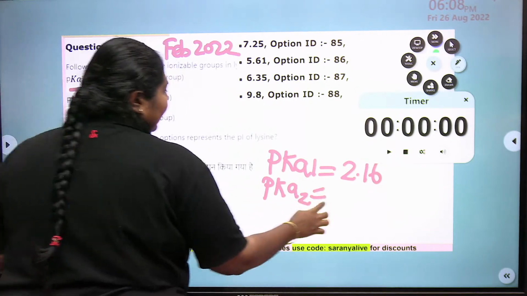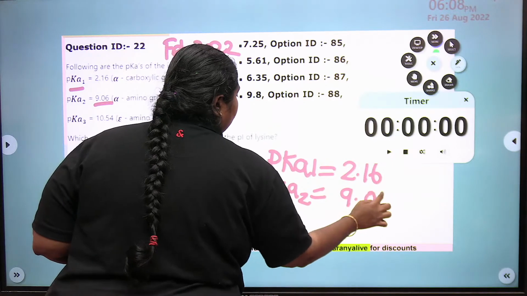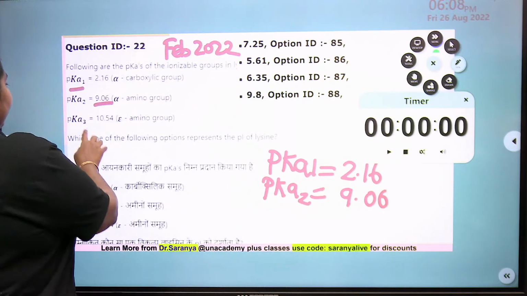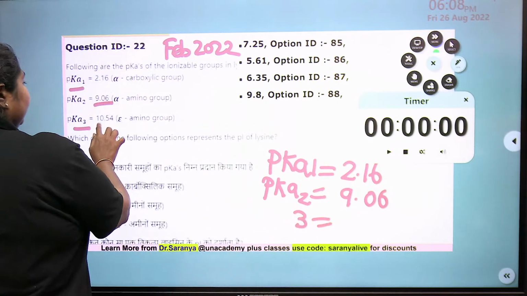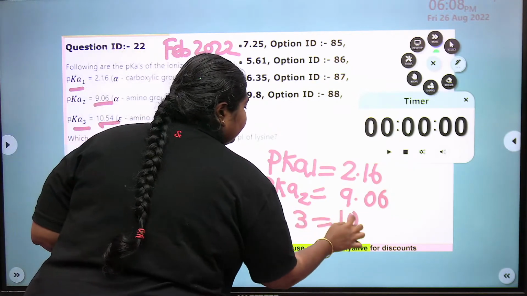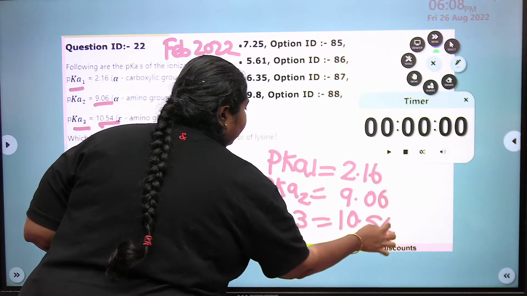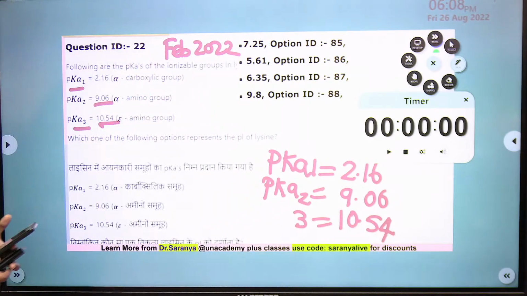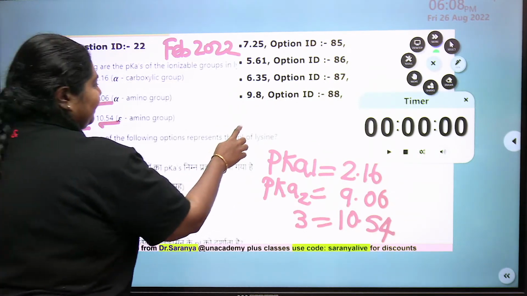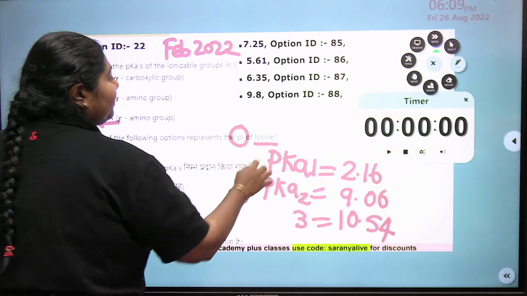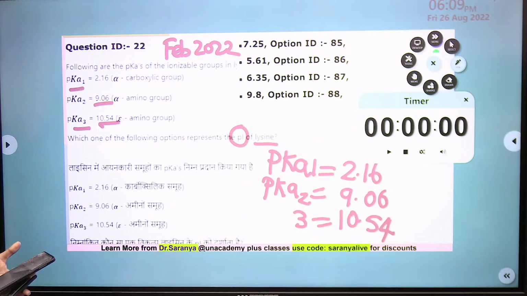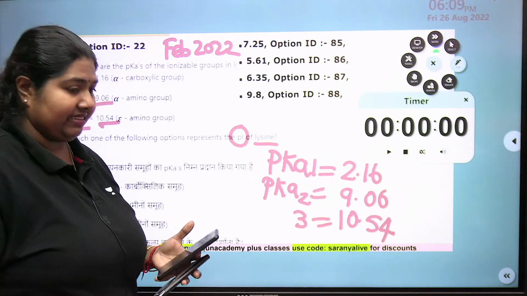It is 9.06. Next is pKa 3. It is 10.54. I hope that the values are now visible to you. Everybody in this class, these pKa values are visible. Now they are asking what is the PI. At the top, they have given that this is for your lysine. So, that is another interesting clue.